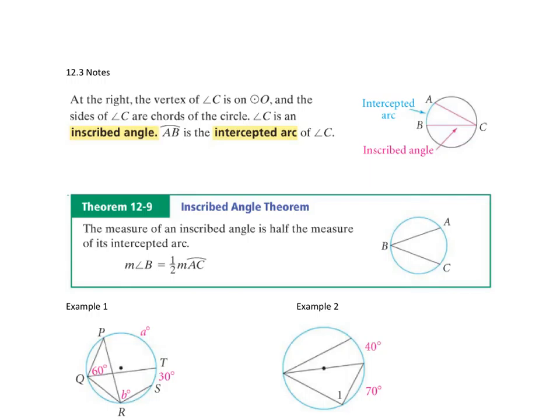So far with circles, we've been talking about central angles. A central angle comes from the center. The vertex is at the center. So this is called a central angle.